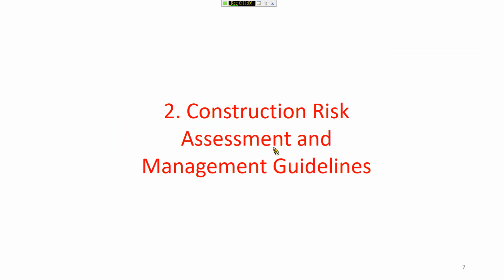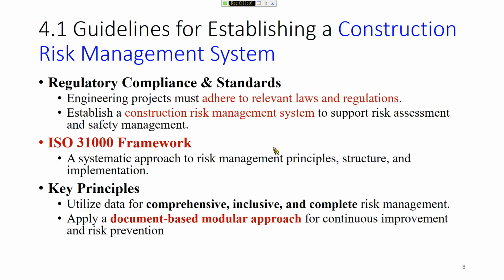Okay. Okay, so let's move to the second part, the major part for the class of today, the construction risk assessment and management guideline. I told you. Okay, and the first one is to establish a risk management system, and there are some guidelines for establishing construction risk management system. The first one is the local occupational safety and health law. So all the project owners must adhere to relevant laws and regulations. The law mentioned here is GPA and the OSH Act.